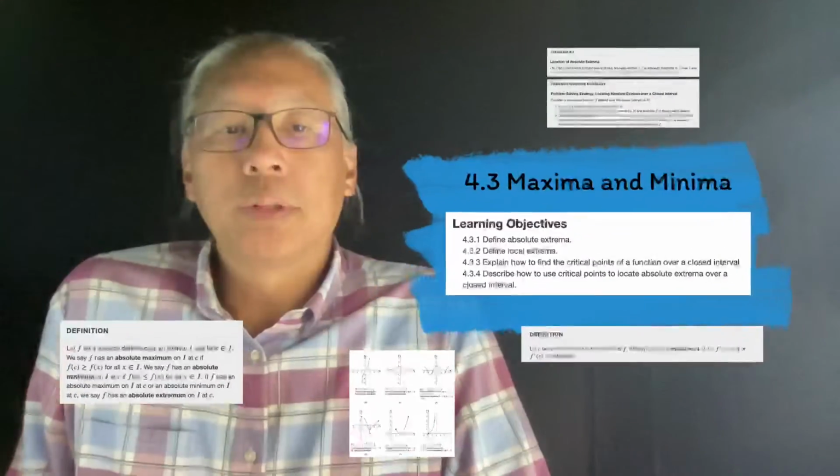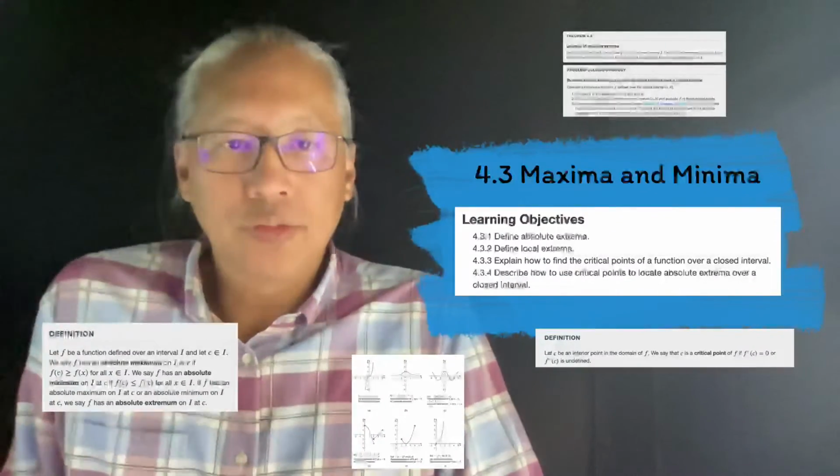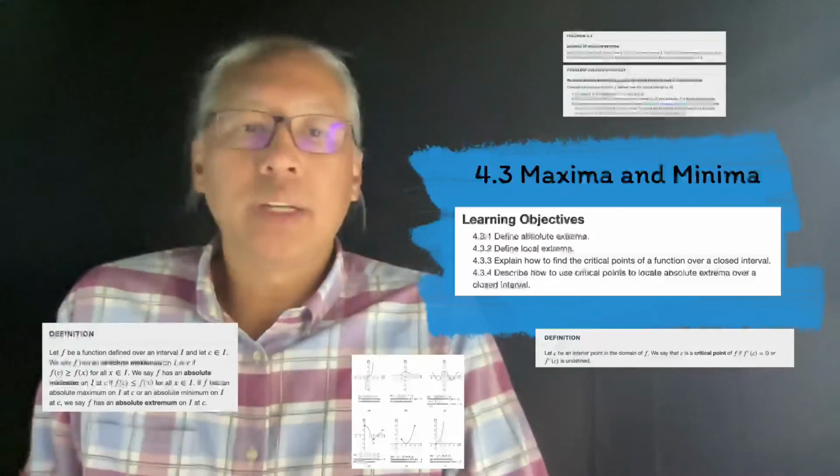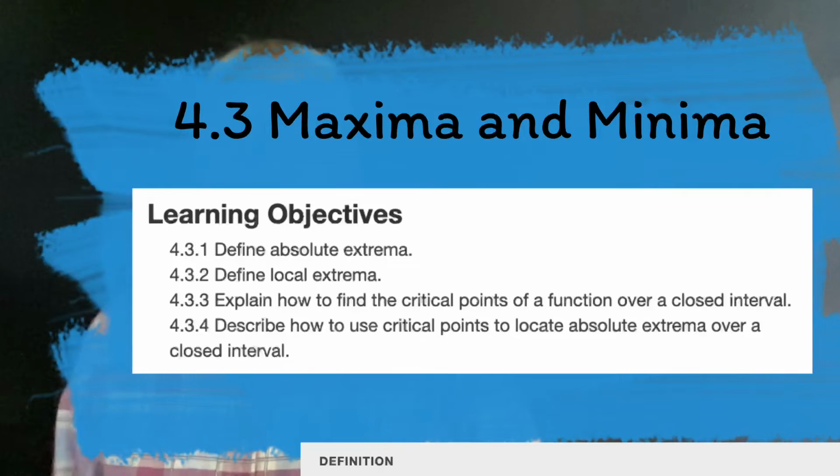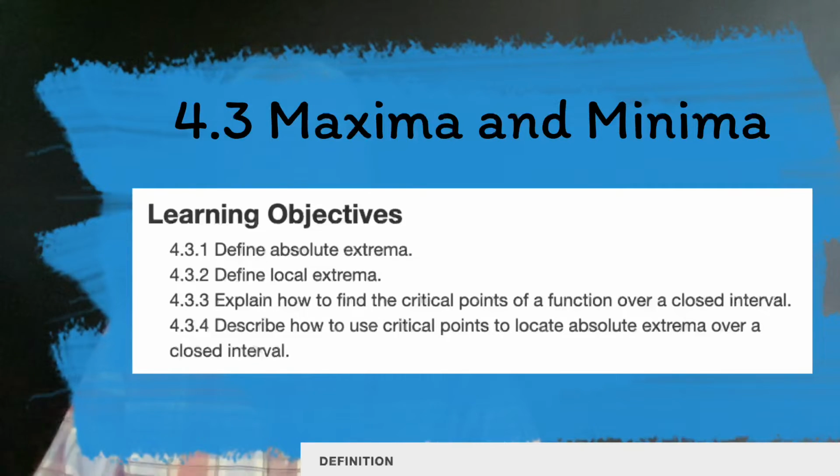In this video, we will take a quick overview of section 4.3, where we're going to study maximums and minimums. The idea behind this is to define extrema. Extrema are our quick, short way of saying maximums and minimums. Maxima and minima are the plural versions; extremum would be singular, extrema plural. So we're going to define both absolute and local extrema.